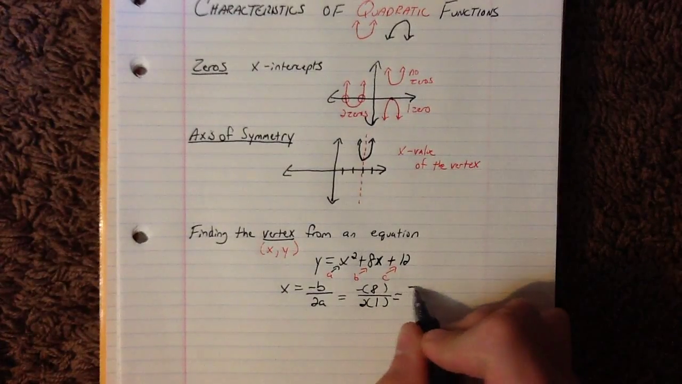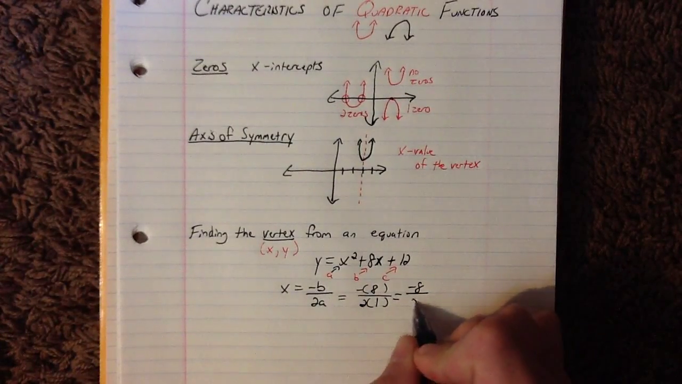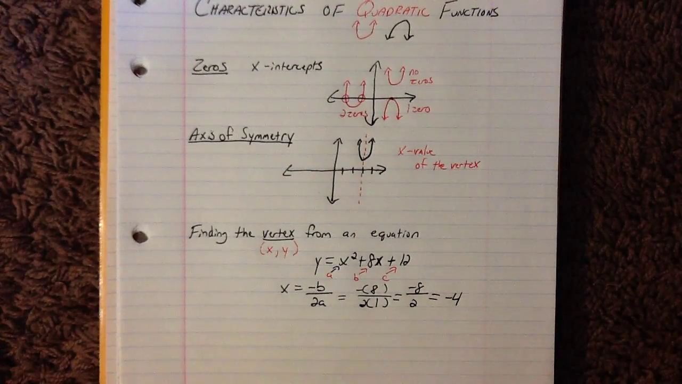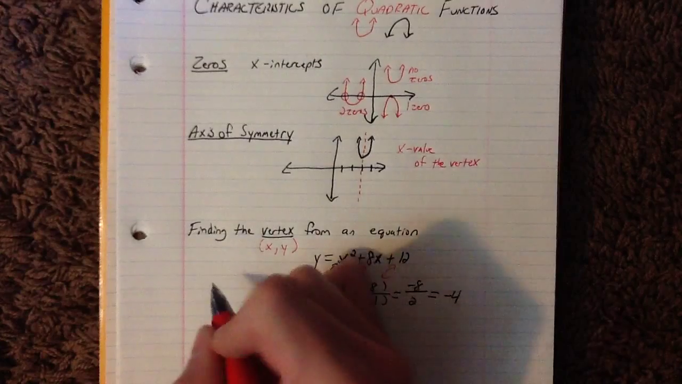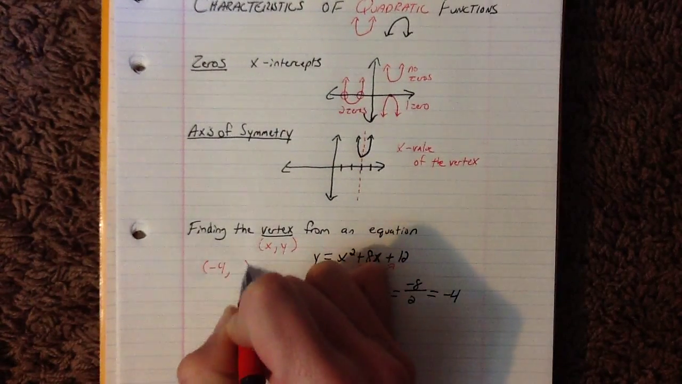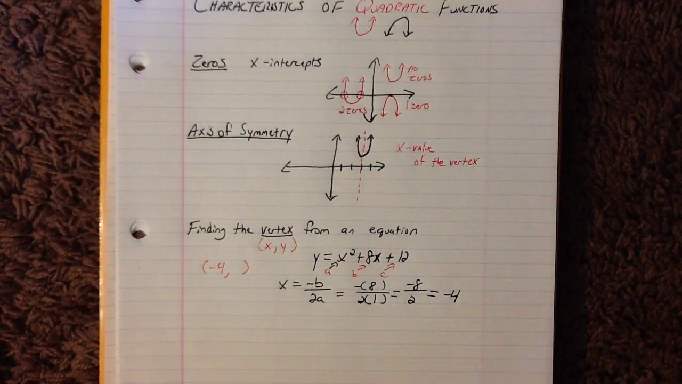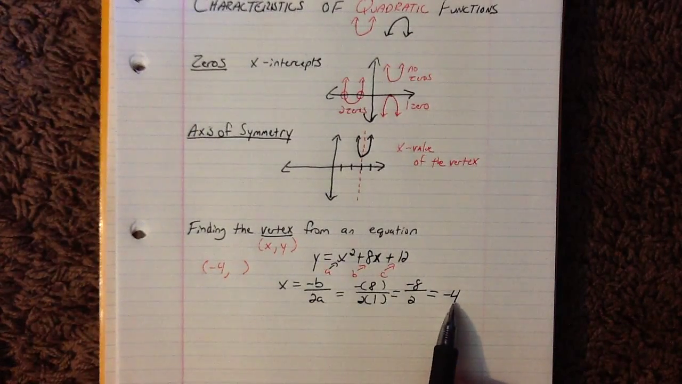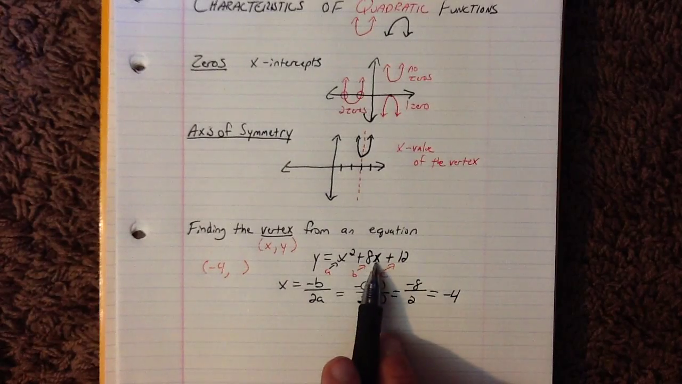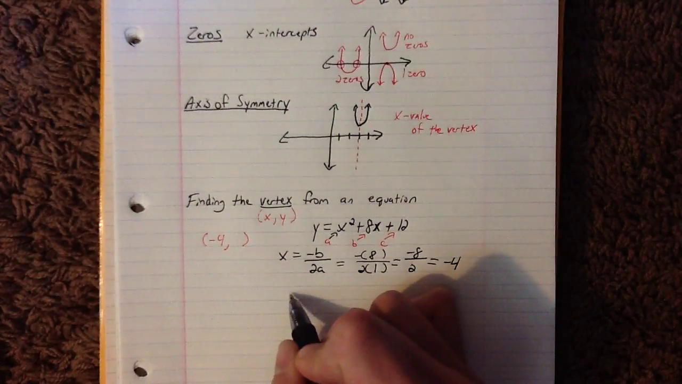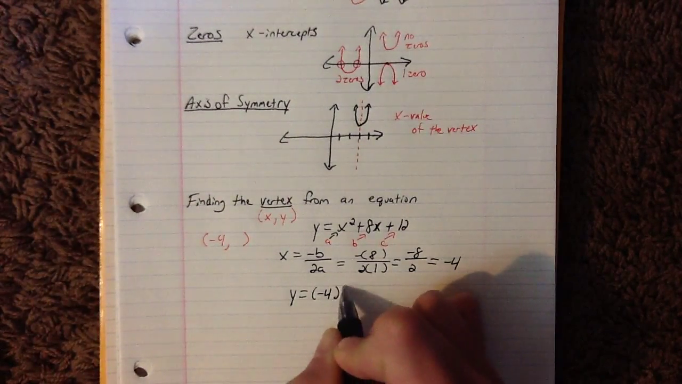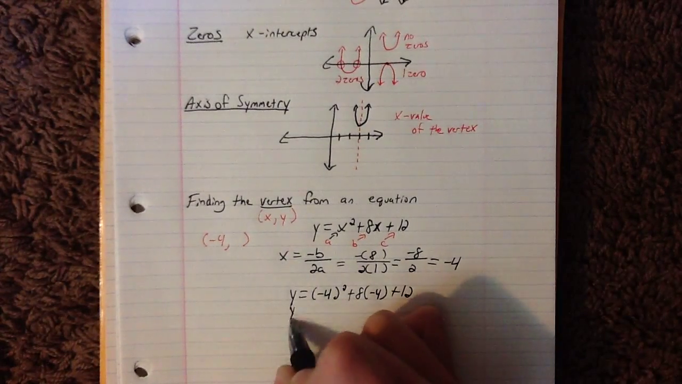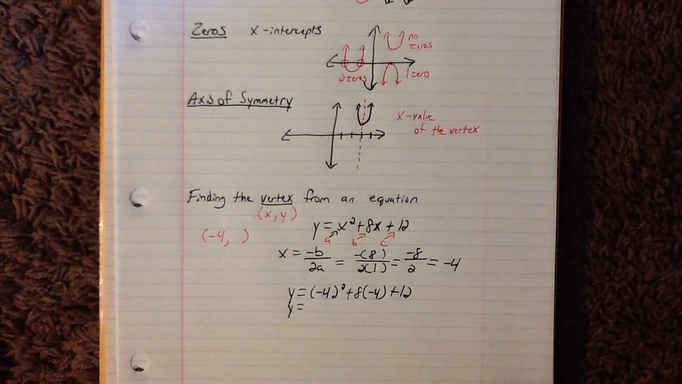At the top I end up with -8. At the bottom 2 times 1 is 2. -8 divided by positive 2 makes -4. So I have found the x value of the vertex. To find the y value, I need to go back to the original function and take my newfound x and plug it in anywhere I see an x in the equation. And then simplify to find my y.